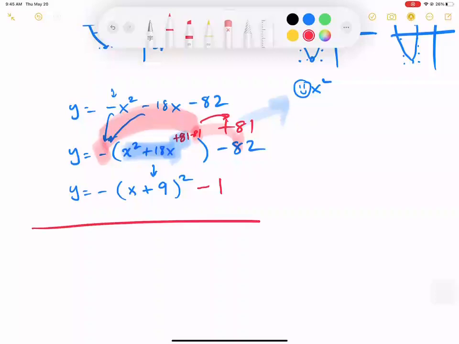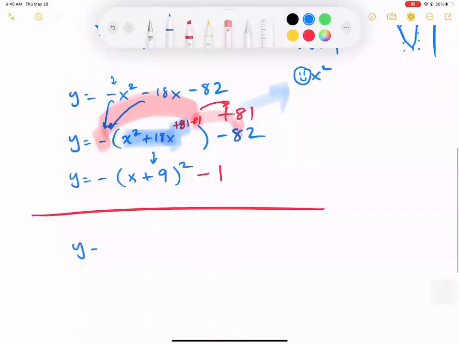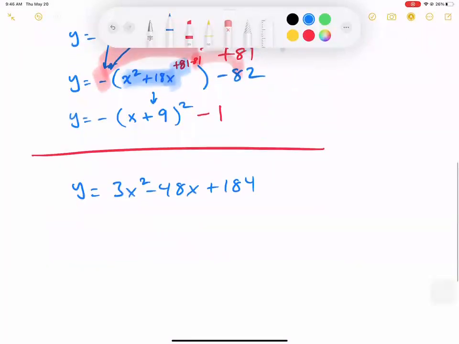So here is our next type of problem. It's y is equal to 3x squared minus 48x plus 184. Oh my gosh, the numbers are so big. Can you guys tell me which number you wish wasn't here? The 3, the 48, or the 184?